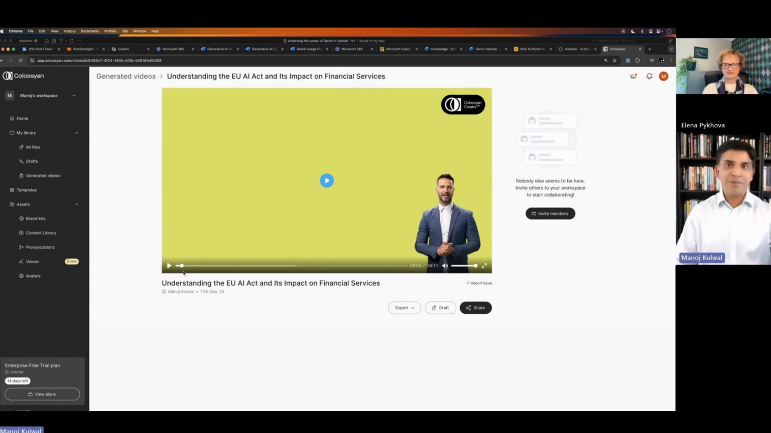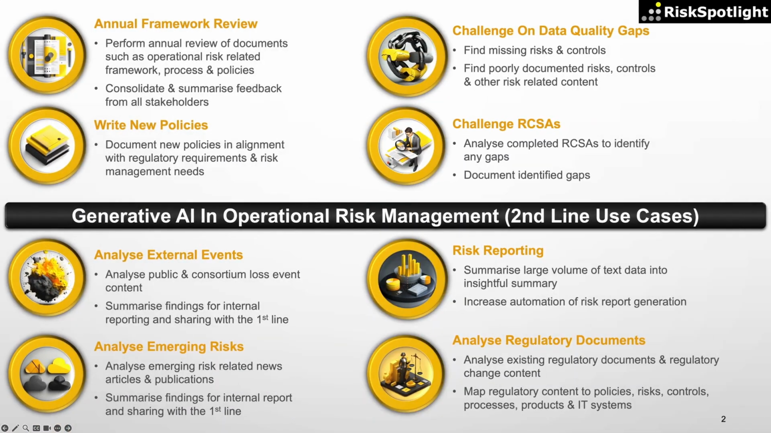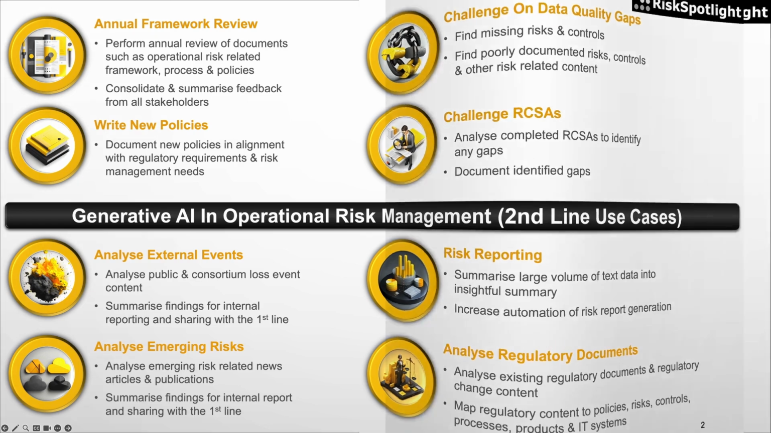Developing risk and compliance training content is just one of the over 100 operational risk use cases developed by the RiskSpotlight team. These use cases encompass critical operational risk management activities conducted by both first-line and second-line stakeholders. By leveraging generative AI tools, organizations can achieve a significant boost in the productivity of their operational risk management activities, while also enhancing the quality of risk management outcomes.